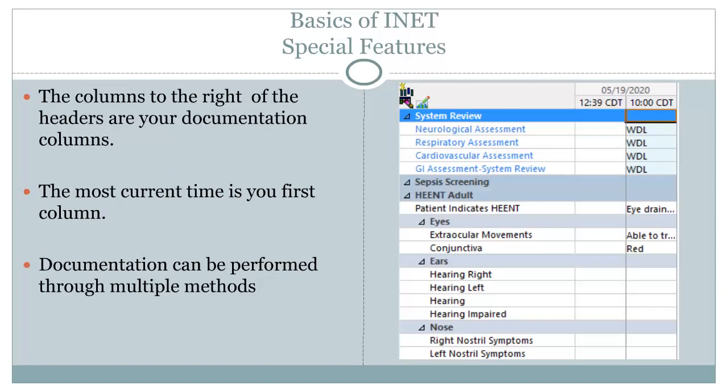If we were to expand out our view on the M page of INET, we would see columns to the right of the headers. These are our documentation columns. The most current time is your first column. So in this instance, you see 5:19, with the column of 12:39 first, followed by the earlier column of 10 o'clock. Documentation can be performed through multiple methods, and you'll use these columns for documentation purposes.